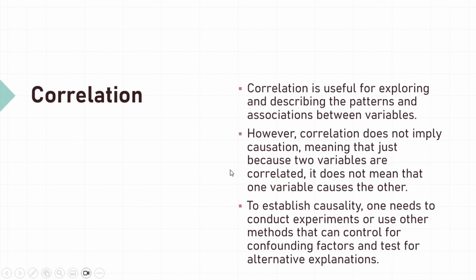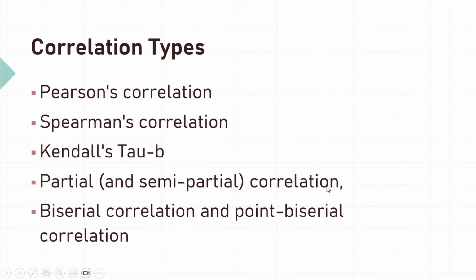So correlation is useful for exploring and describing the patterns and associations between the variables. However, correlation doesn't imply causation. That means just because two variables are correlated, it doesn't mean that one variable causes the other. To establish causality, one needs to conduct experiments or use other methods that can control for confounding factors and test for alternative explanations.